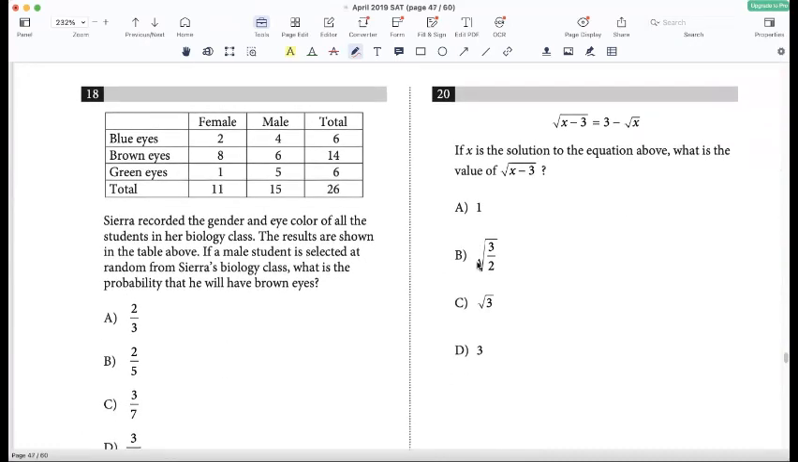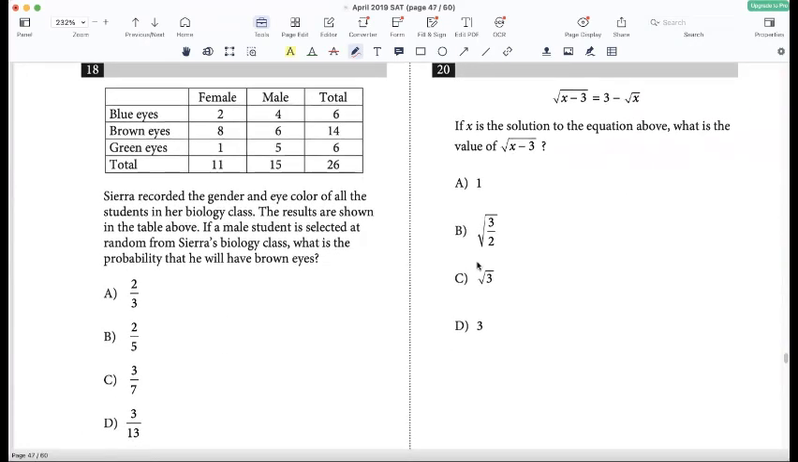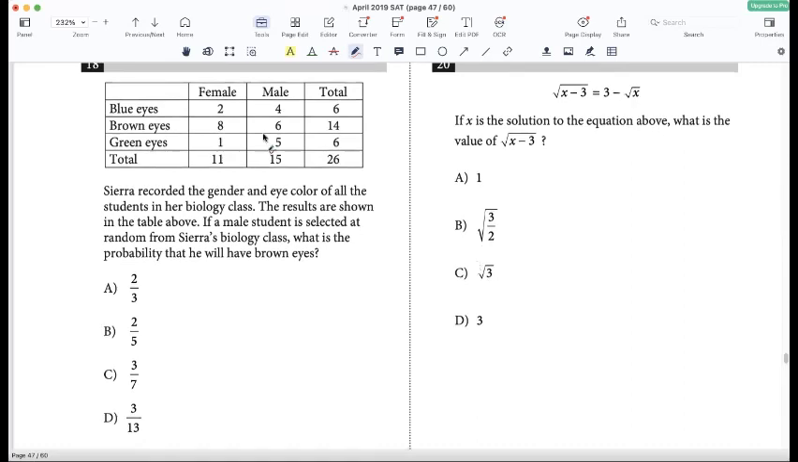Question 18. Sierra recorded the gender and eye color of all the students in her biology class. The results are shown in the table above. If a male student is selected at random from Sierra's biology class, what is the probability that he will have brown eyes? So total number of male students is 15. So that will be my denominator. And brown eyes is 6. So that will be my numerator. So 6/15. 3 2s are 6, 3 5s are 15. So 2/5.